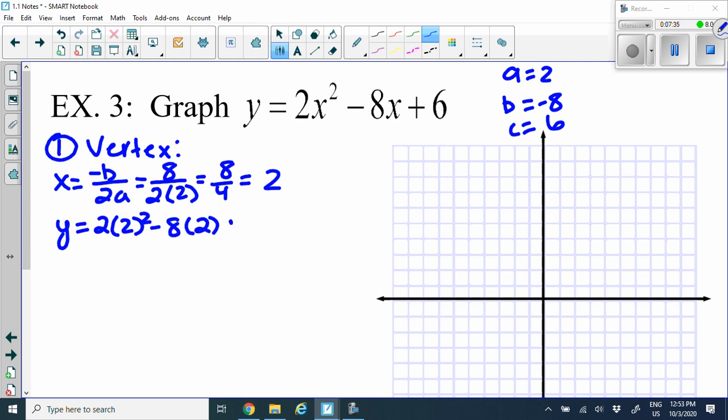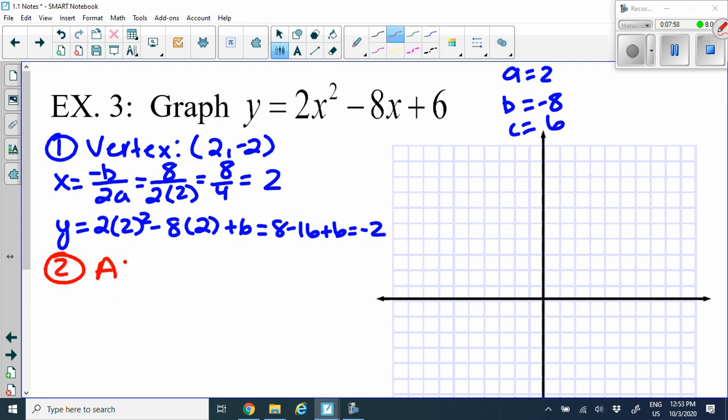Make sure you do the order of operations. So we do 2 squared, which gives us 4, times 2. That's going to give us 8. Minus 16 plus 6. And so that will give us -2. Now let's think about our axis of symmetry, AOS. Remember, it is an equation, so you need to have x equals. And that's going to be the x value of our vertex, which is going to be 2 here.